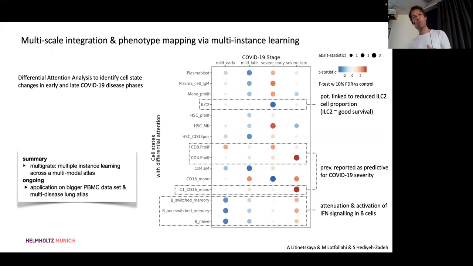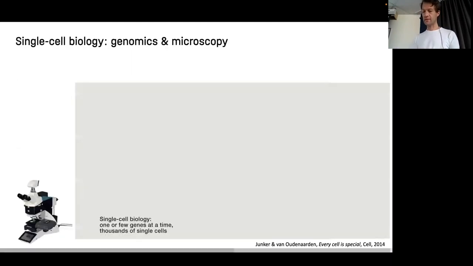With this multigrade, we can do first a data integration, but then we can also do this multiple instance learning across multimodal data sets. And I think what we're going to do is pick up PBMC data sets, but I think this can be a really exciting way how we use these atlases, right? That we now have all this variation.